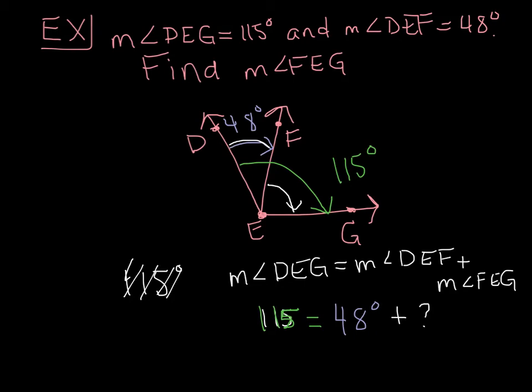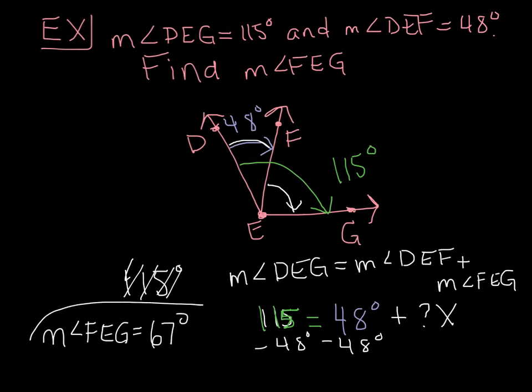So you could use a question mark or you could use X or whatever if you want to use a variable. Okay, I recommend using X. So I want to solve for X. So what I'm going to do is I'm just going to subtract the 48 degrees, and I end up with the measure of angle FEG is equal to 67 degrees. And we found that using the angle addition postulate.